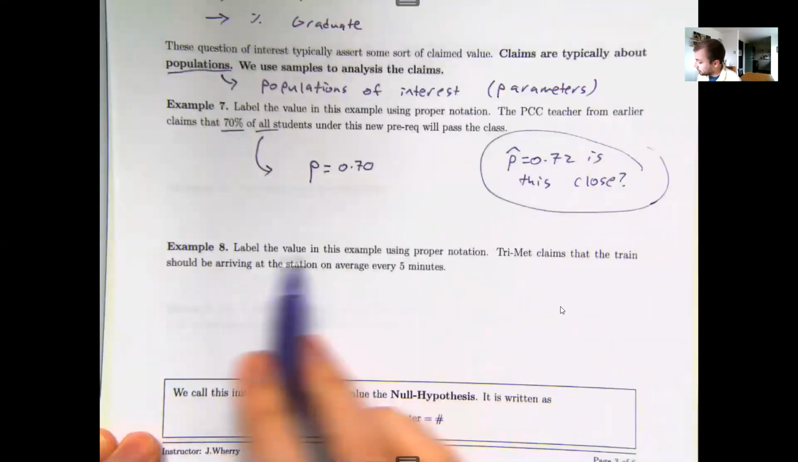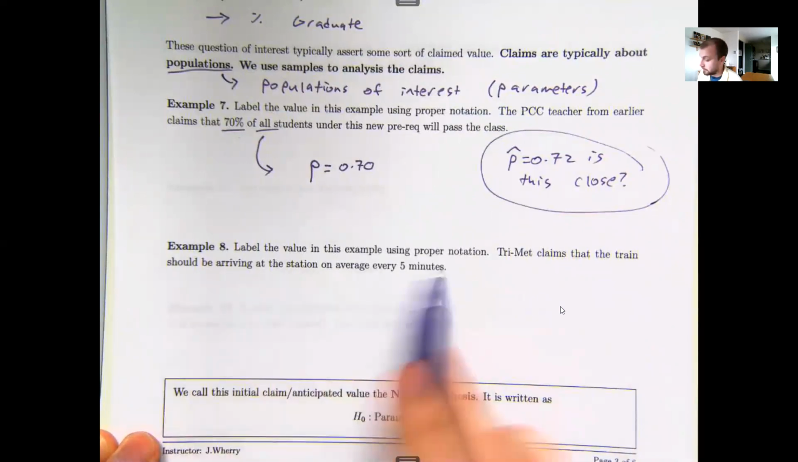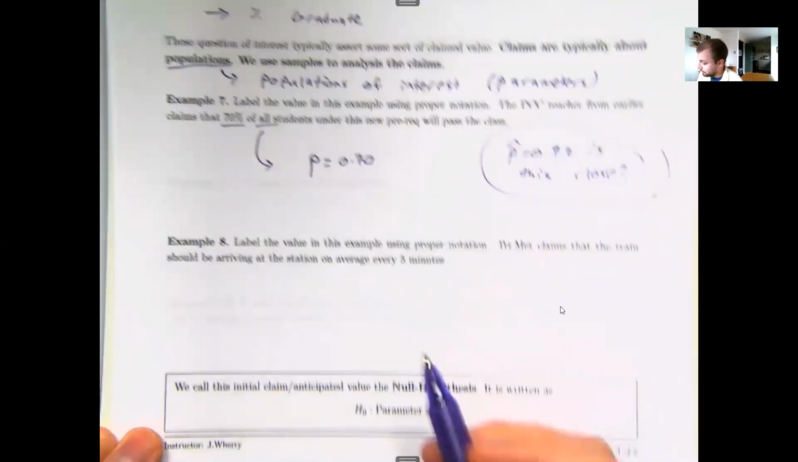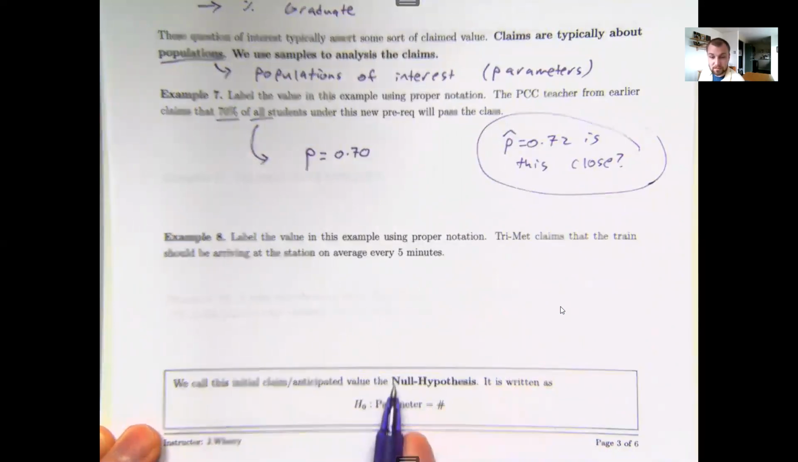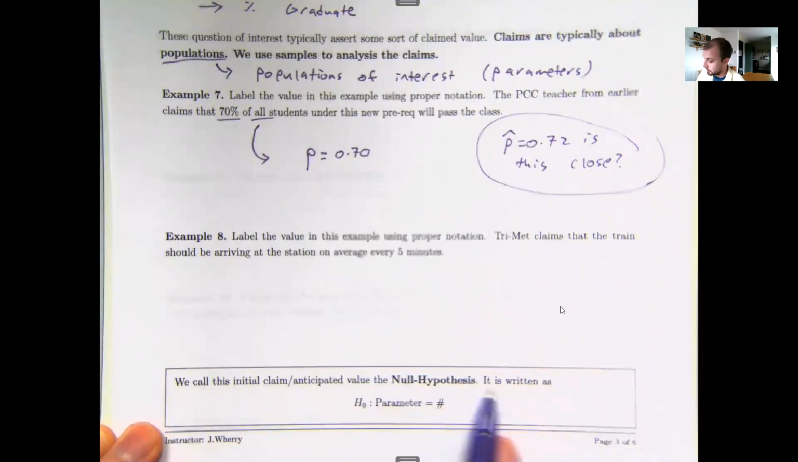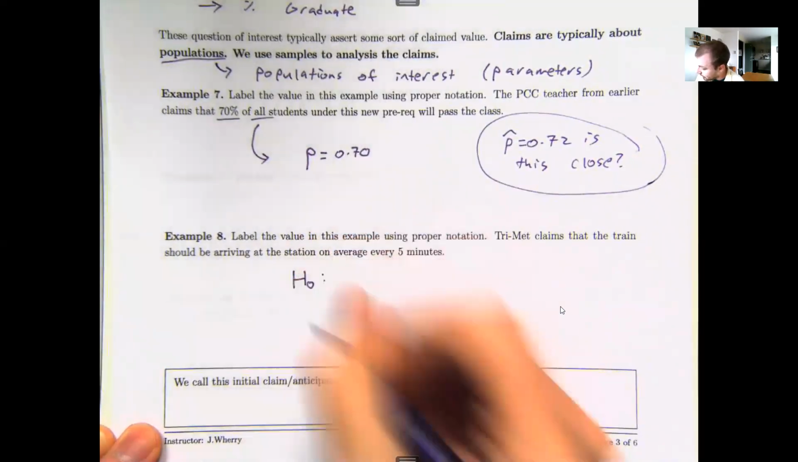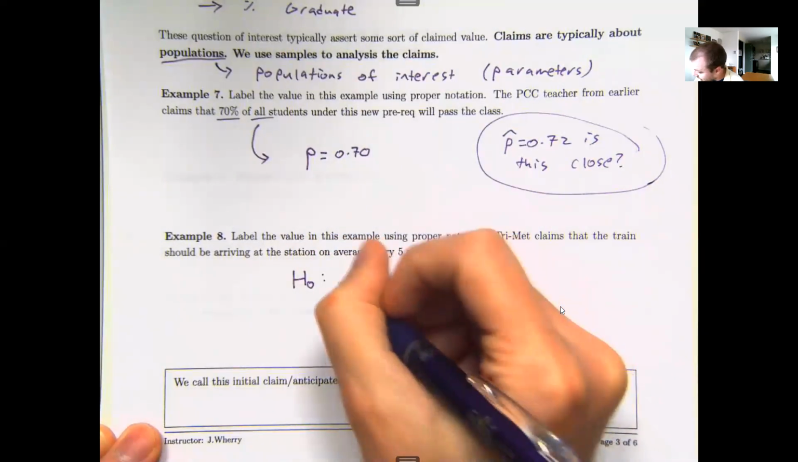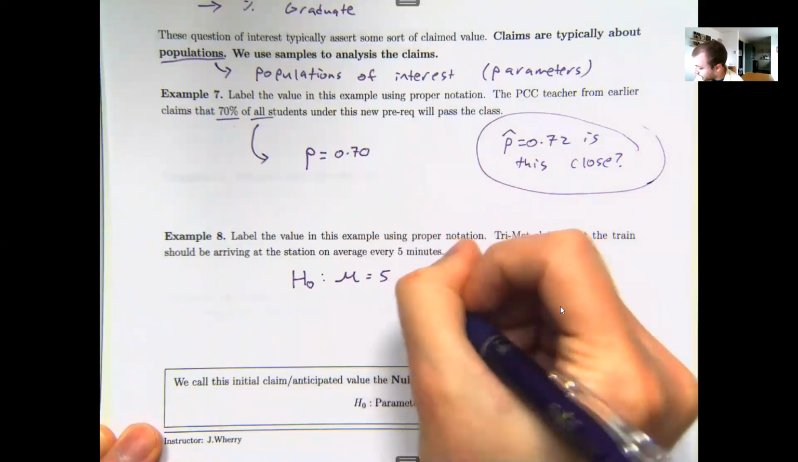Label the values using proper notation. This is the TriMet one again. Train should be arriving to the station every 5 minutes. I call this my initial claim, and the technical term is the null hypothesis. So here I would say the null hypothesis, my initial claim, is that the average amount of time it takes is 5 minutes.